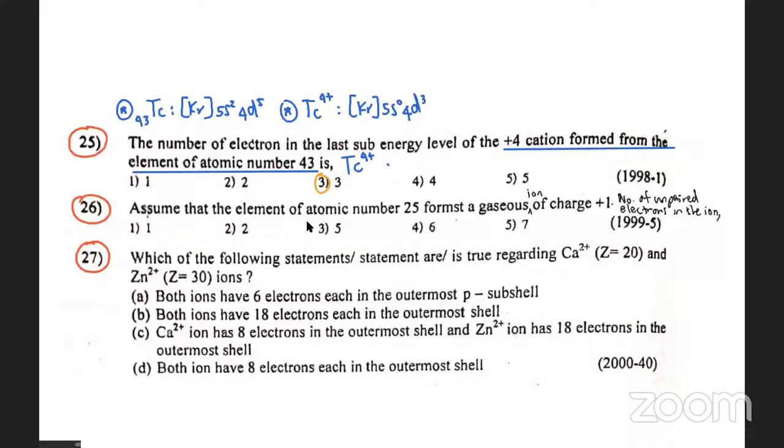Then assume that the element of atomic number 25 forms a gaseous ion of charge +1. Number of unpaired electrons in the ion. Okay, I think the question was missing. Then we check the original paper and develop the question. I mean, corrected the question.